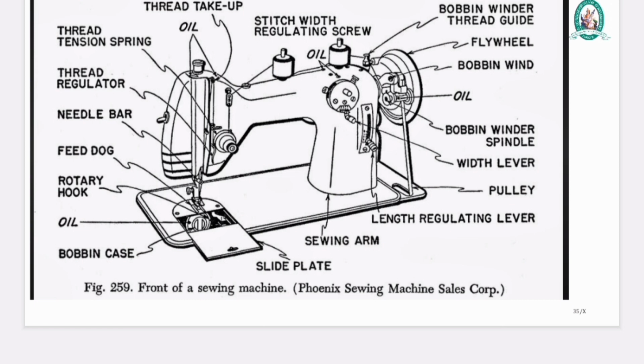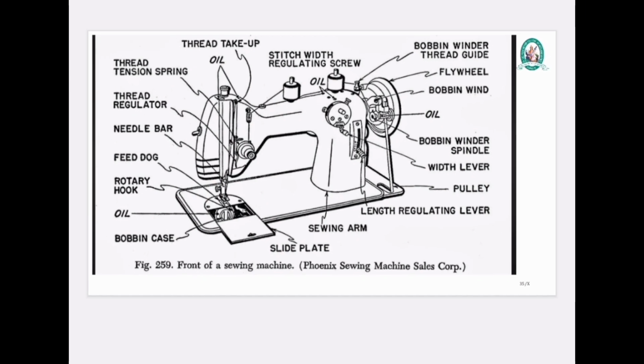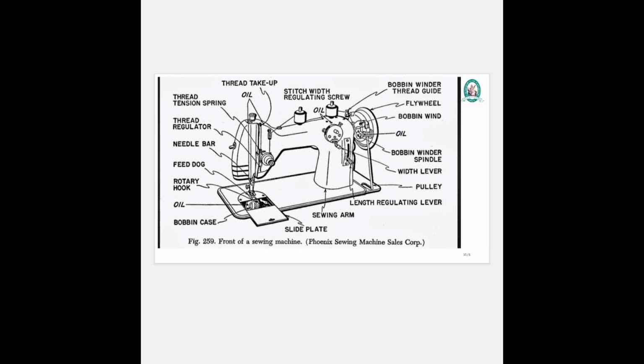Buttonhole attachment is used for creating consistent and accurate buttonholes. It may include multiple templates for various buttonhole sizes. Hemming foot facilitates the creation of narrow hems, making it easier to achieve professional looking finishes on garments.